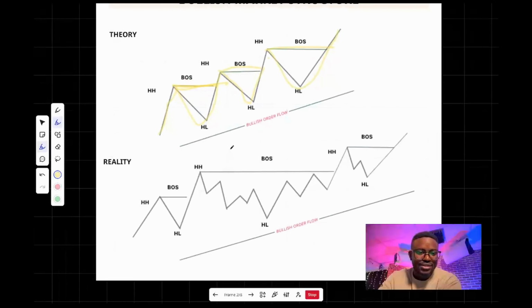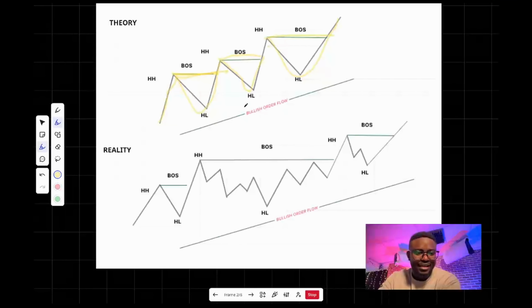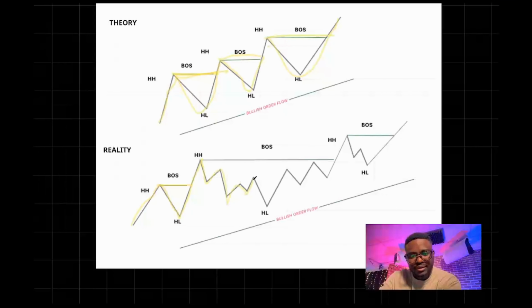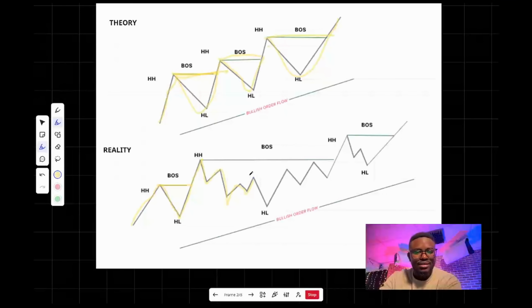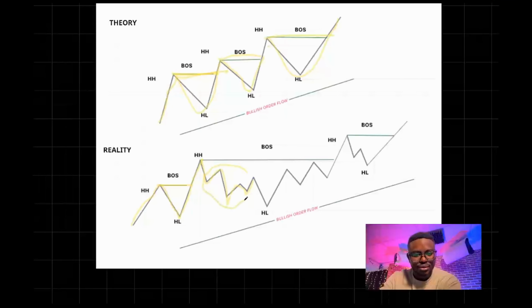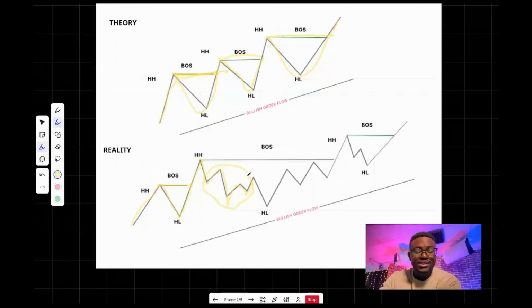In reality, price doesn't just move higher highs and higher lows like that. Price is very, very choppy. So when you come into the market, you're going to see higher highs, higher lows, higher highs, a clear break of structure, and then you're going to see internal structure. Now, internal structure is something that you just want to avoid. You don't even want to pay attention to it because it doesn't matter.